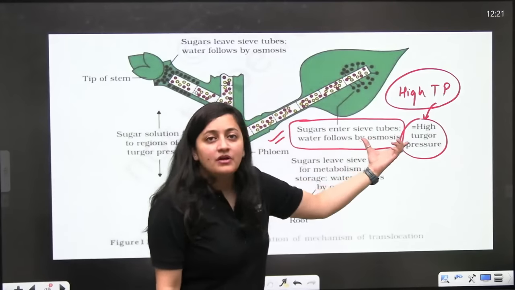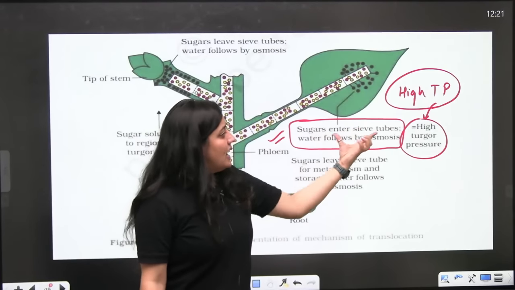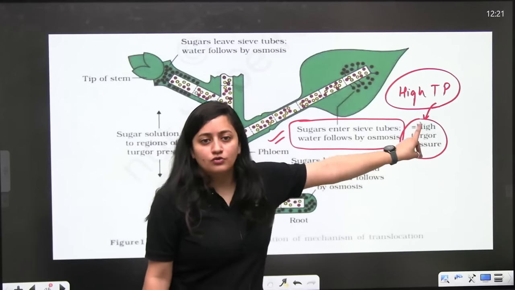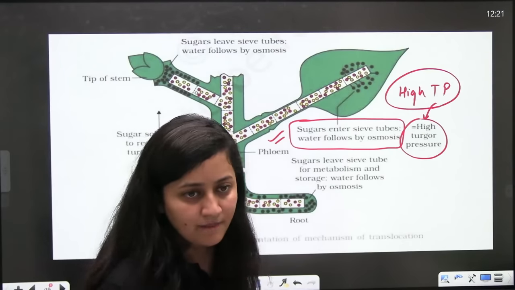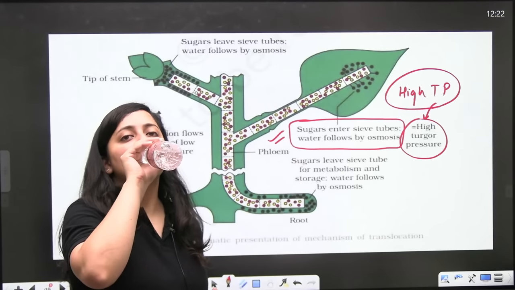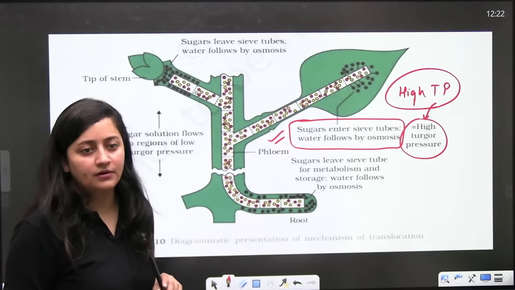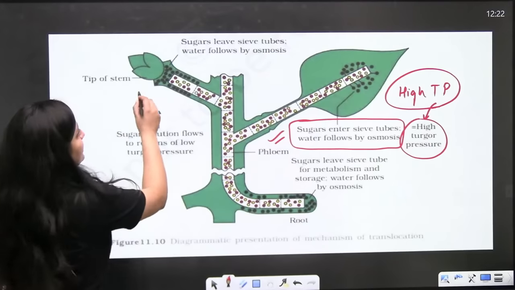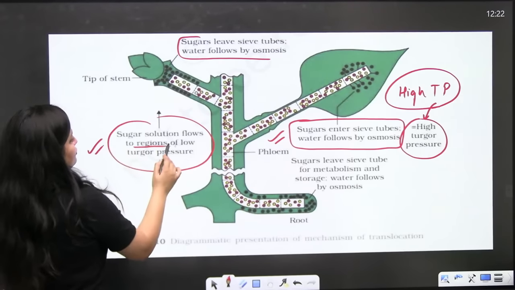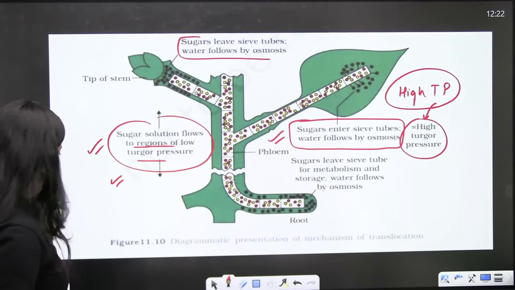So if I were the examiner, what type of question could I ask from this point? I can put simply A here: sugar enters sieve tube, water follows by osmosis. The turgor pressure here will be high or low. So what should be your answer? High turgor pressure, right? So here again, sugar leaves sieve tube, water follows by osmosis. Sugar solution flows to regions of low turgor pressure. So from high TP, movement will be there to low TP. That's all. Clear?